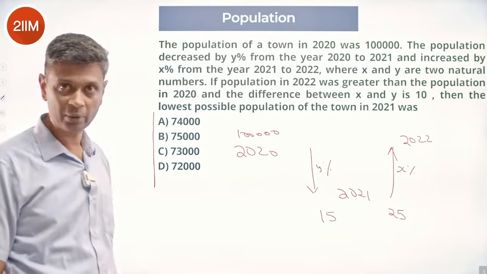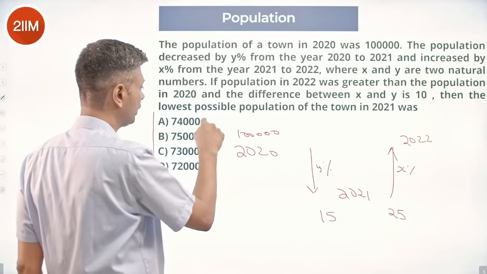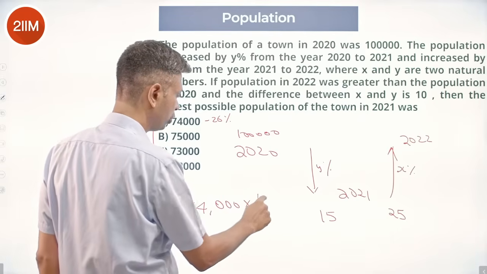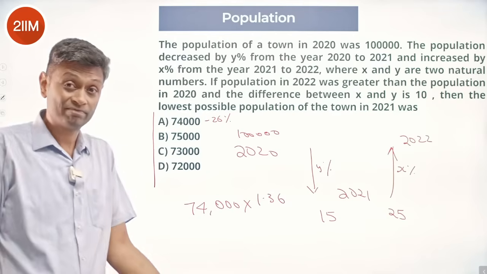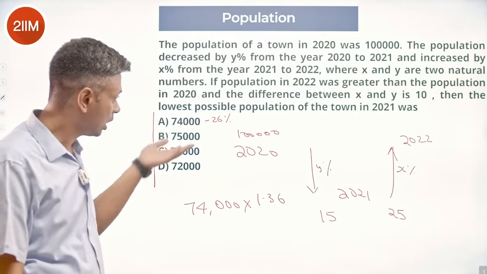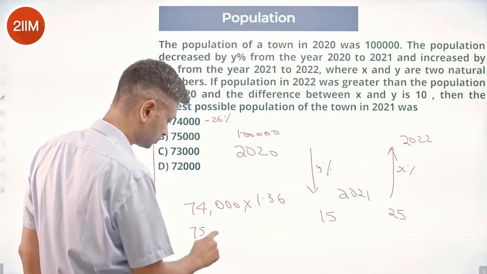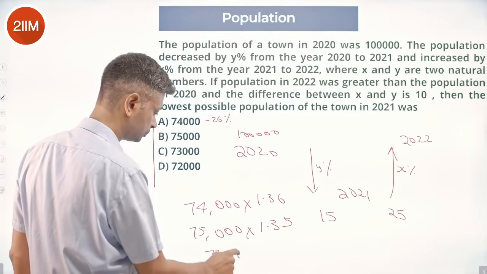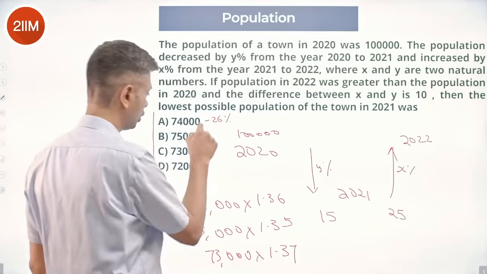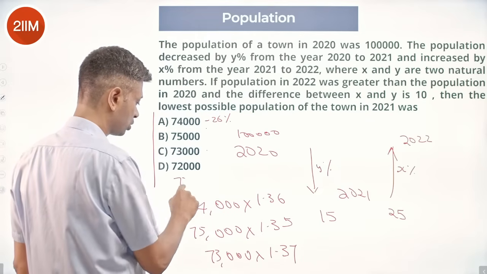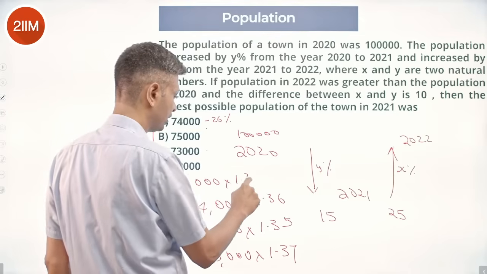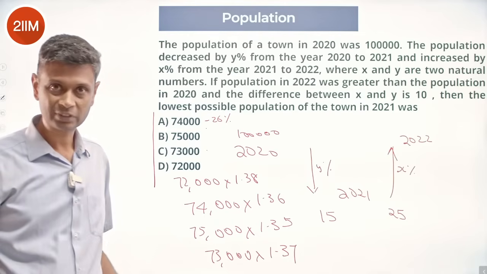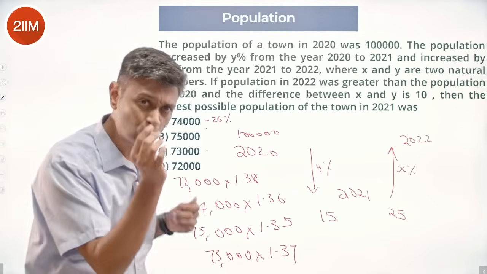So the population in 2021 is 74,000, then it is down 26%. So we do 74,000 into 1.36 and see if that's greater than 100,000. Up, or we take 75,000 into 1.35, 73,000 into 1.37, down 25, down 27, or 72,000 into 1.38. The number should be more than 1 lakh and it should be as close to 1 lakh as possible.